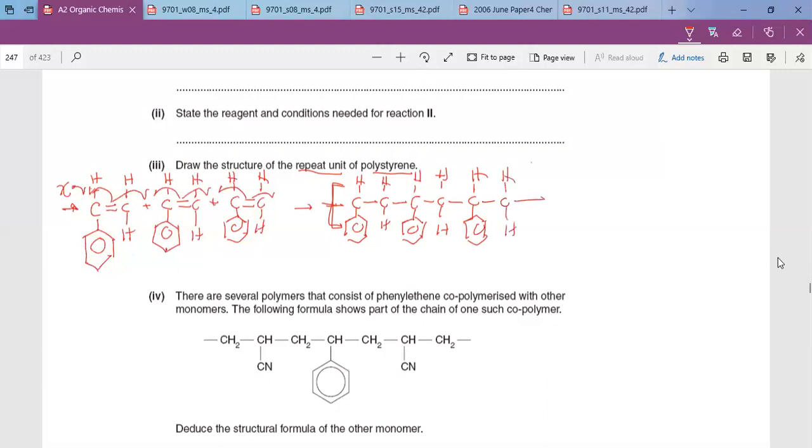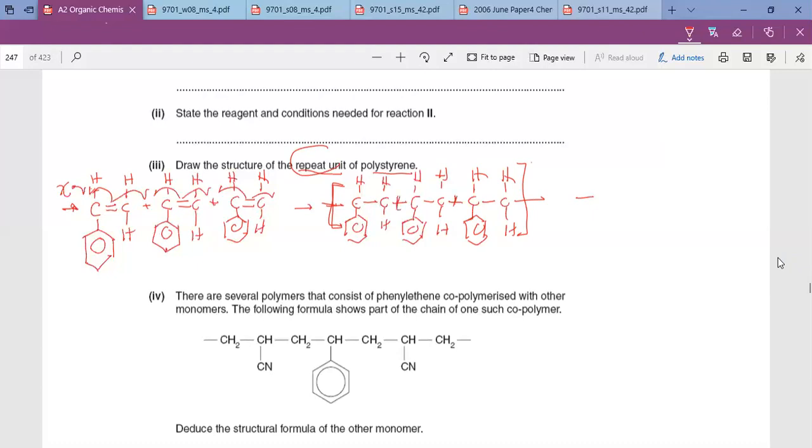Now draw the tail. I can put an N here, but it doesn't really matter. So now this is the polymer with 3 repeat units. But if they ask you for a repeat unit, I don't draw this one. Just draw that line. See how to draw a repeat unit? Very simple. Every 2 carbons per line.